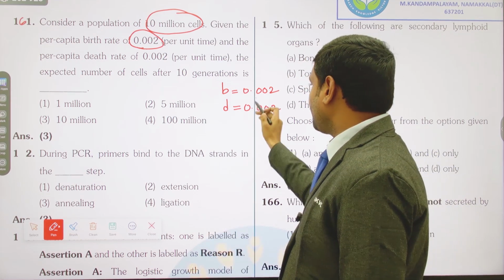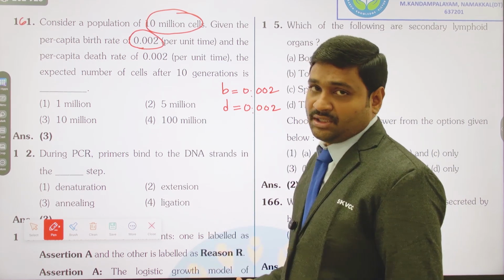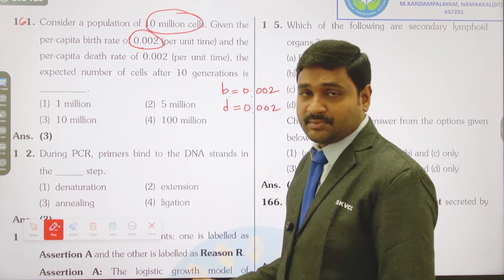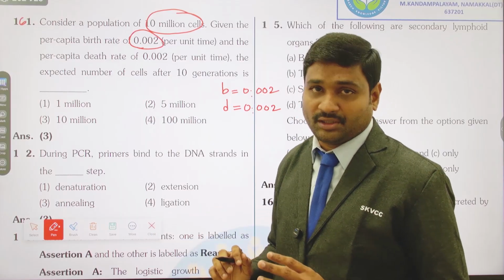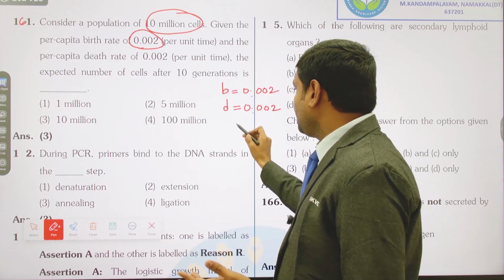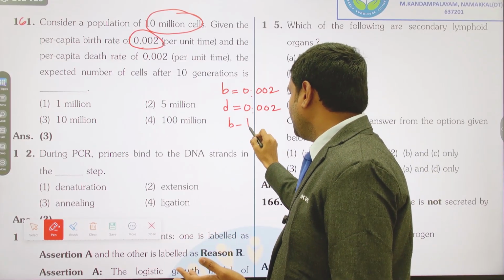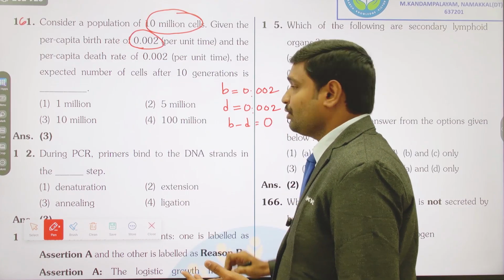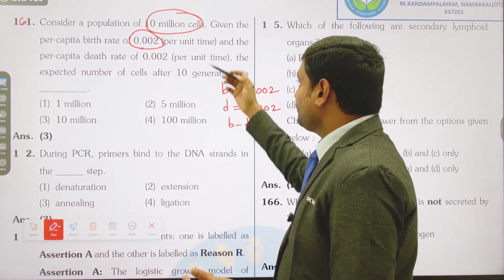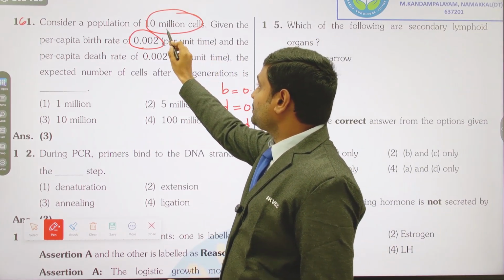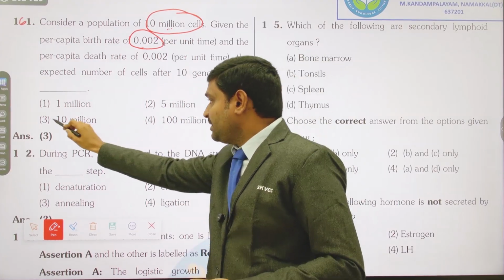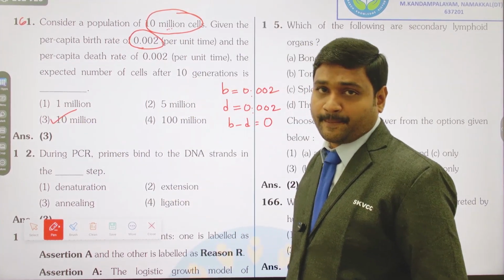So here the birth rate and death rate are equal. Obviously no organisms are dying and no organisms are born. So B minus D equals 0. So whatever the number of generations, the population stays at 10 million cells, so 10 million cells is the correct option.